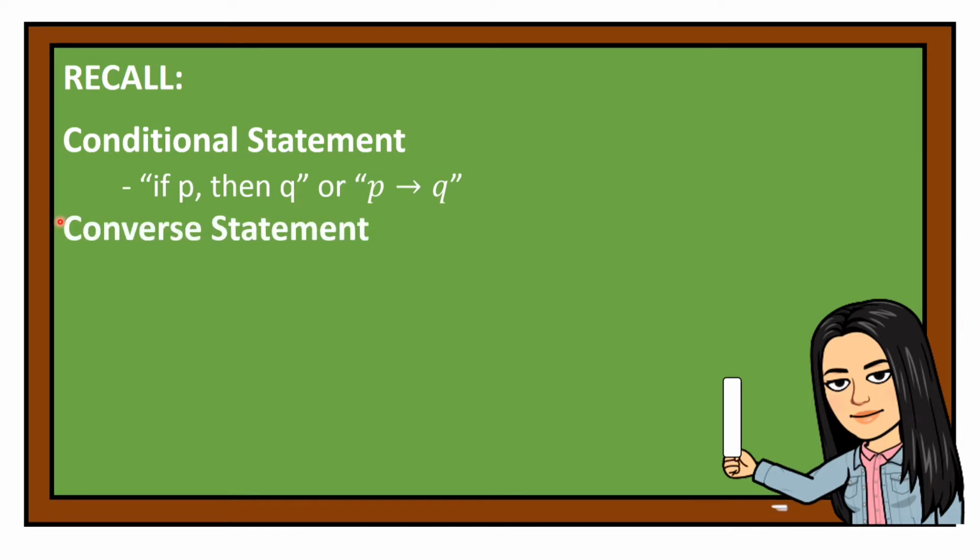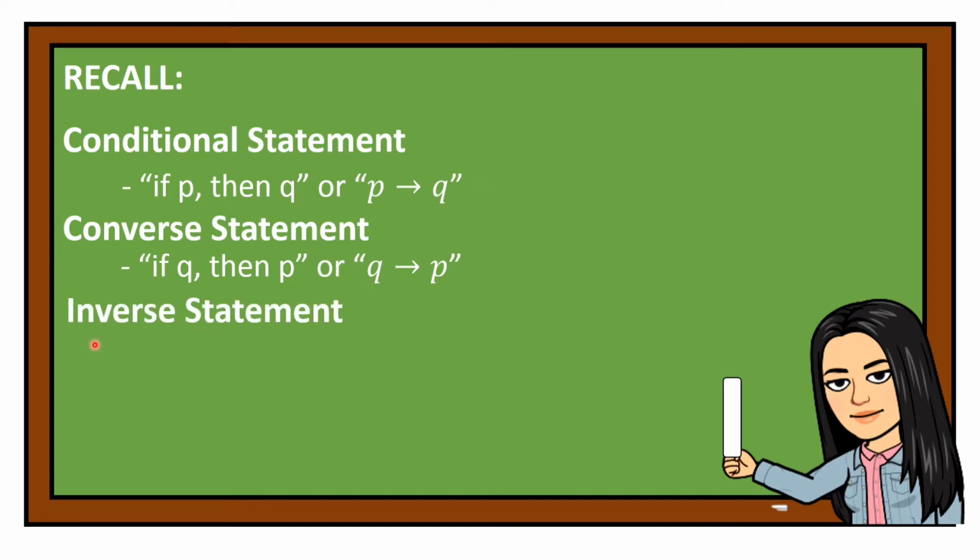Next is our converse statement. The converse statement is in the form, if Q, then P, or in symbols, Q implies P. In the converse statement, we switched the positions of our hypothesis and conclusion. This time, what is in the if statement is our conclusion, and in the then statement is our hypothesis.